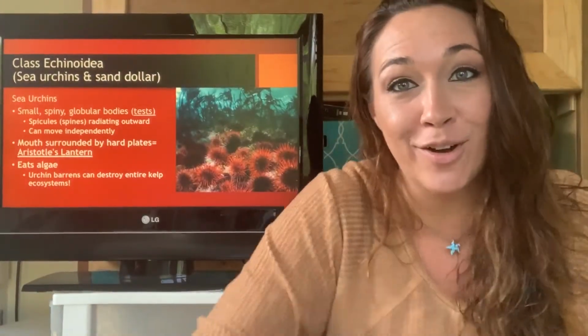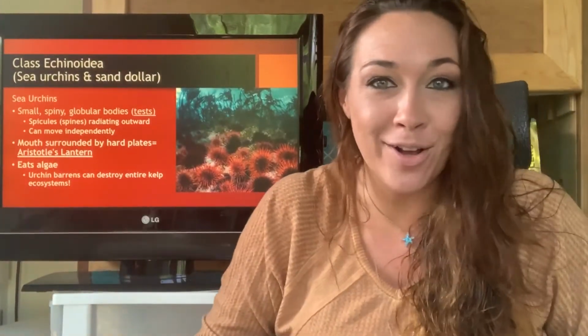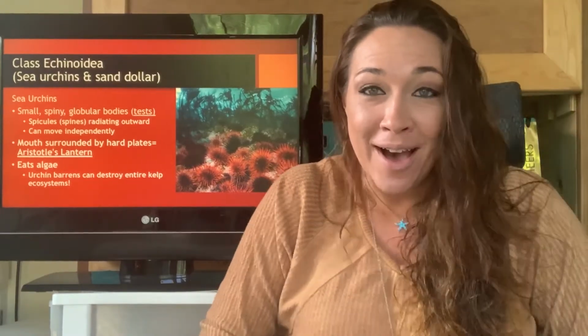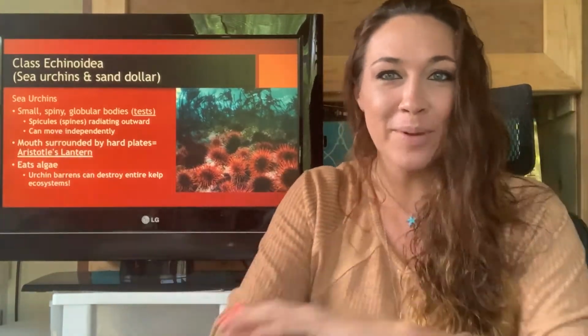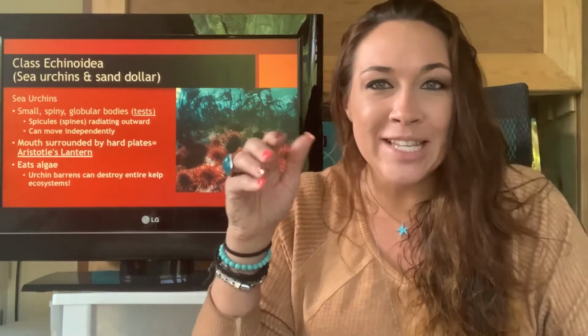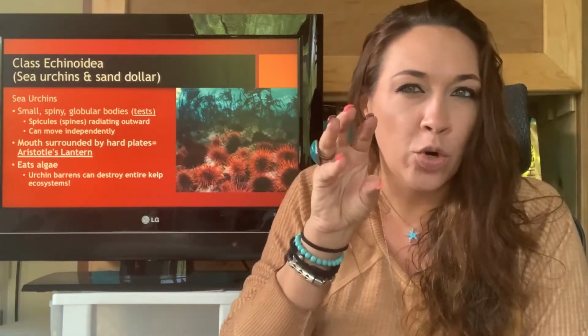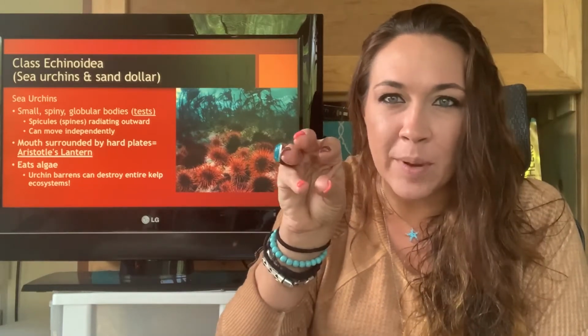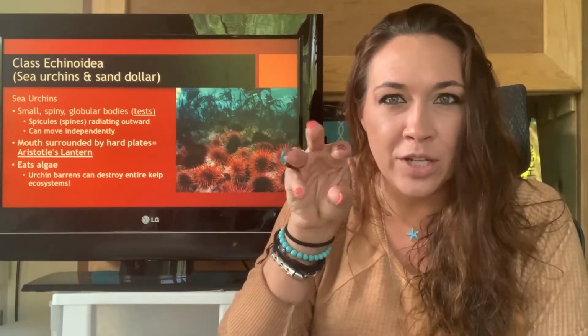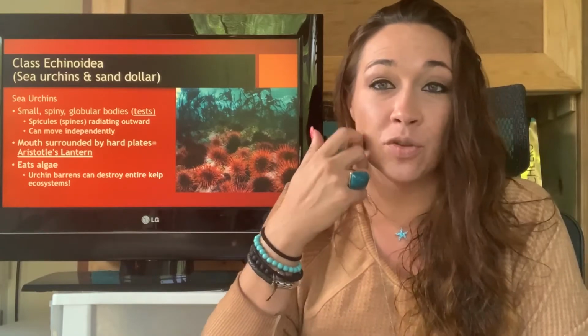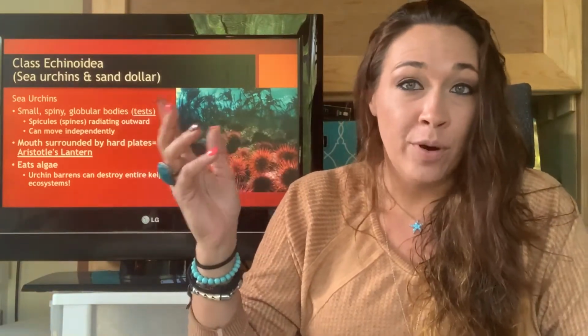These guys do have a really cool mouth. Actually, it's called an Aristotle's lantern. Why it's called an Aristotle's lantern, I don't know. And if you can find that out, I'd love to find out because that sounds like an interesting story. But essentially, it's like these 5 little plates that are kind of almost creating a beak. And that's what they do: they bite the algae and rip the algae off and then they eat the algae. So these guys are predators of algae.